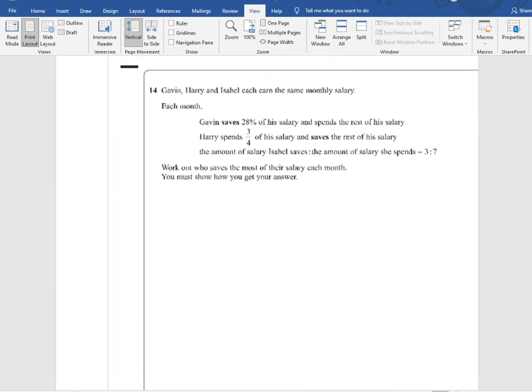Gavin, Harry and Isabel each earn the same monthly salary. Each month Gavin saves 28%. Harry spends 3/4. And the amount Isabel saves is 3 to 7. Who saves the most? Well, Gavin, that's easy, saves 28%. And Harry, well, he spends 3/4, so he saves 1/4, which is the same as 25%.